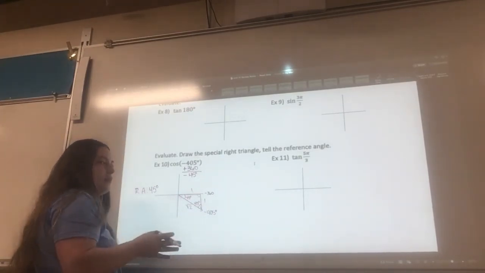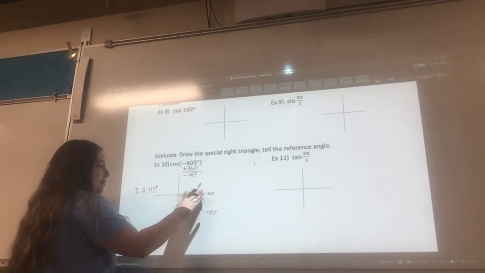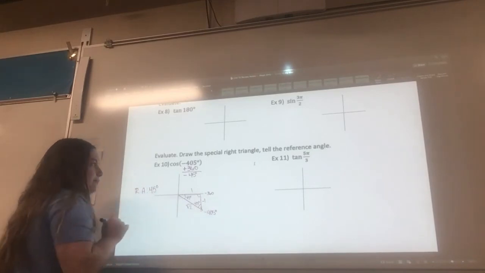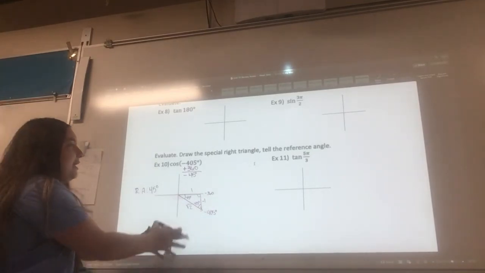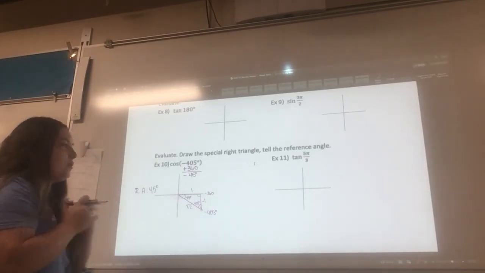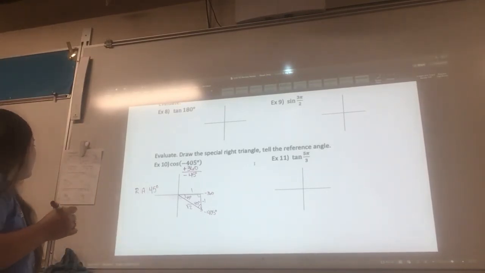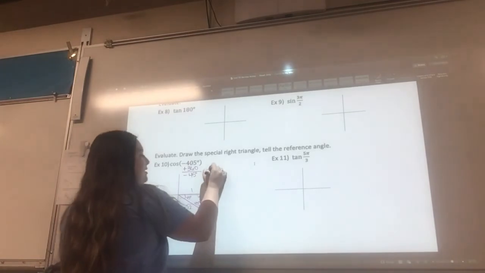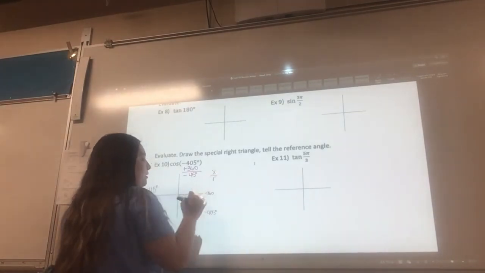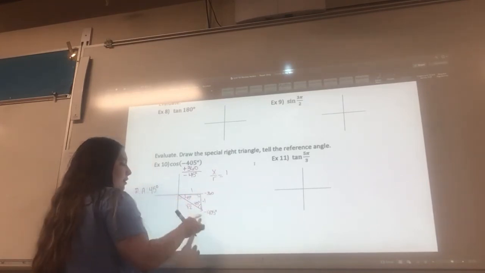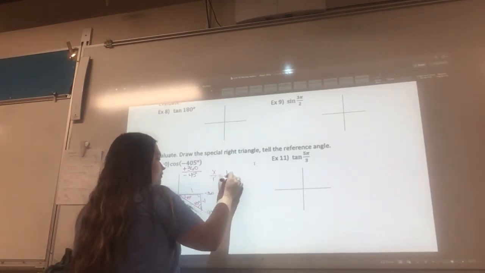Now we have to look at the quadrant. We are in the positive x's, but we are in the negative y, so this has to be a negative 1. We have created our special right triangle. We told the reference angle. Now we evaluate using our cosine. This is where we need to remember that cosine is x over r. So our x value is 1, and our r value is the square root of 2.